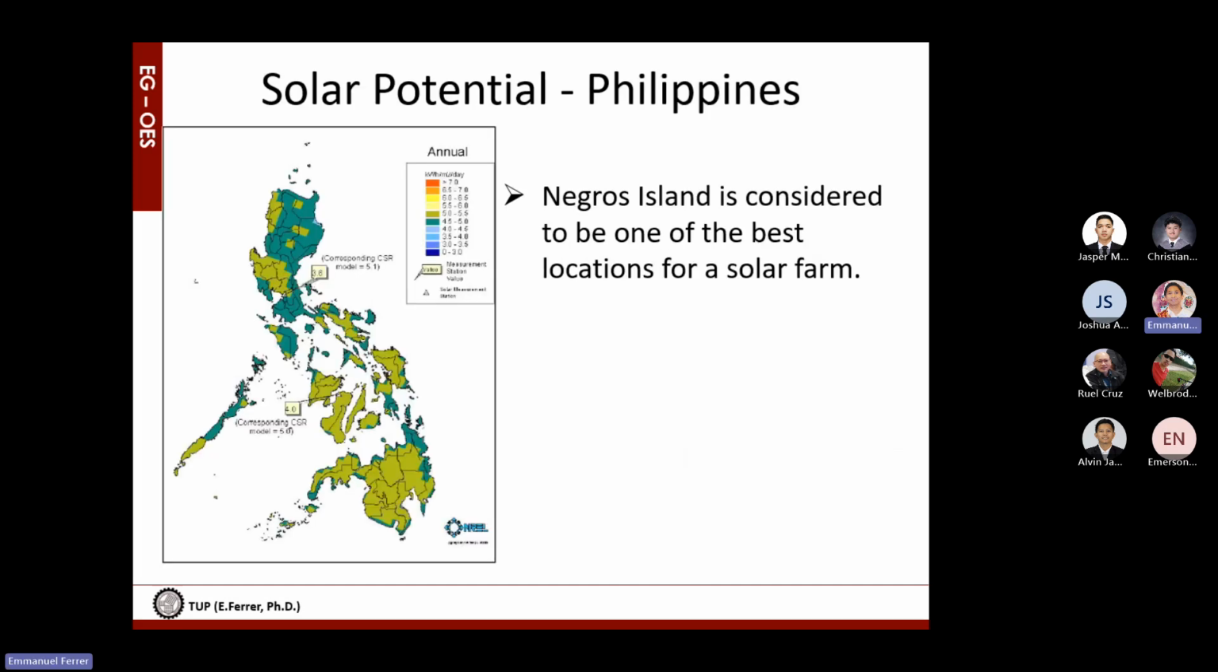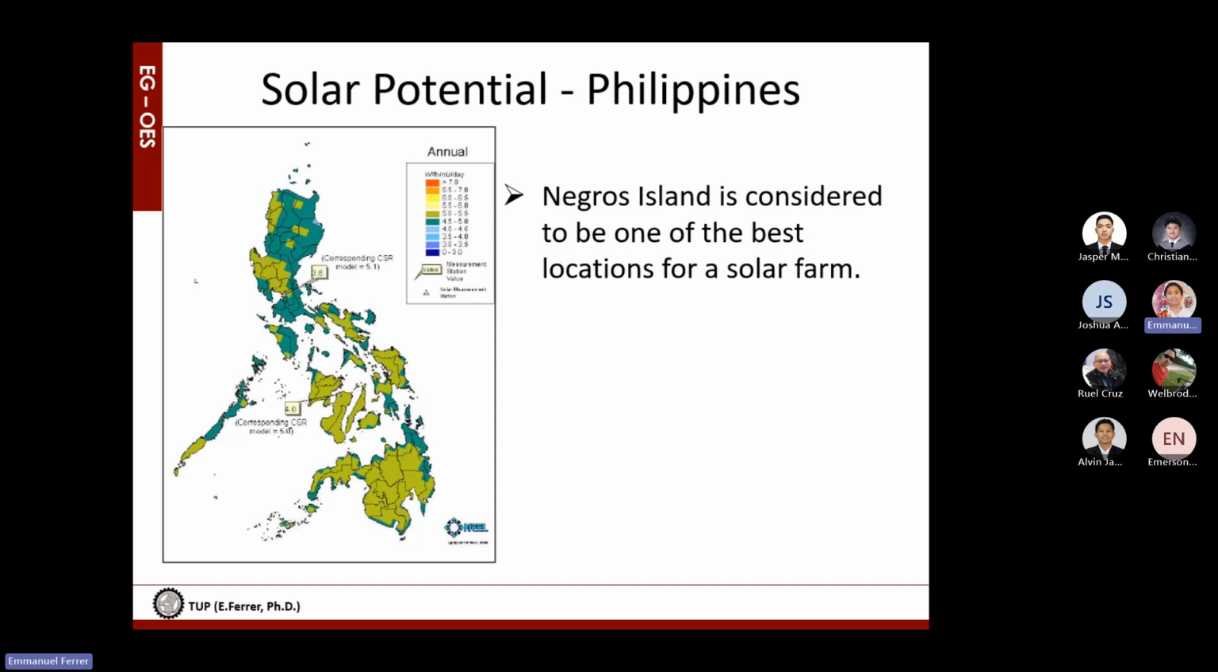Ayan, let's check the solar potential. First, we are situated in the tropical region, no? So, walang problema ang Pilipinas when it comes to solar energy. Negros is considered to be one of the best locations for solar farm. This is from NREL, National Renewable Energy Lab of the United States.